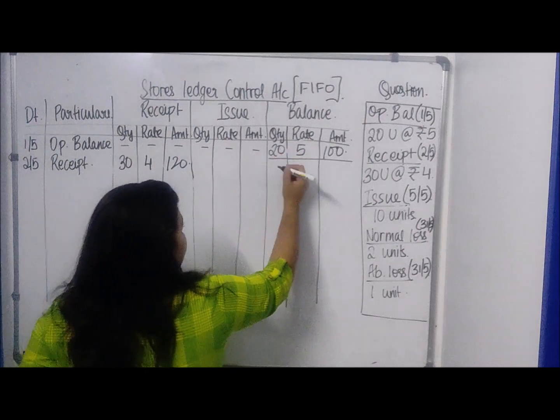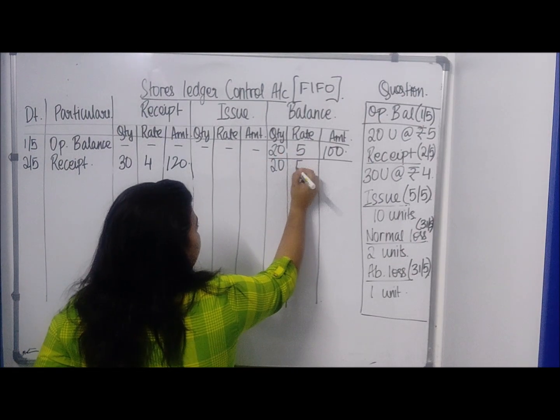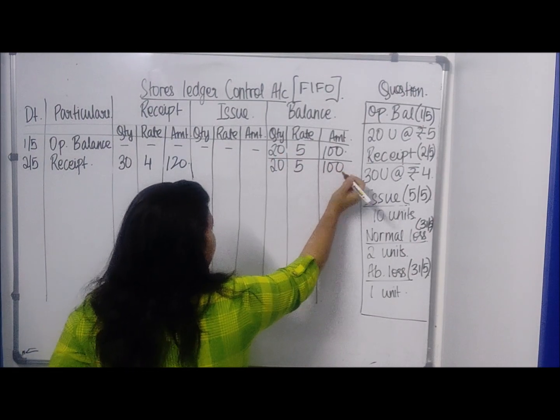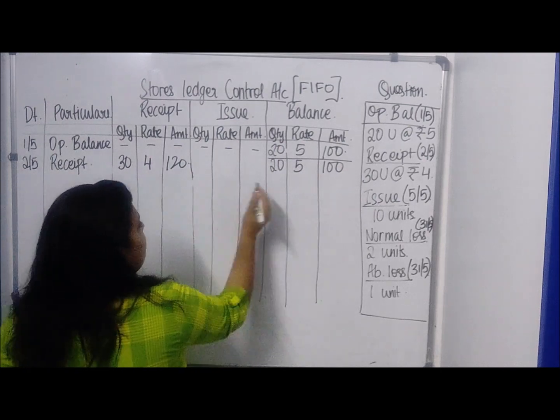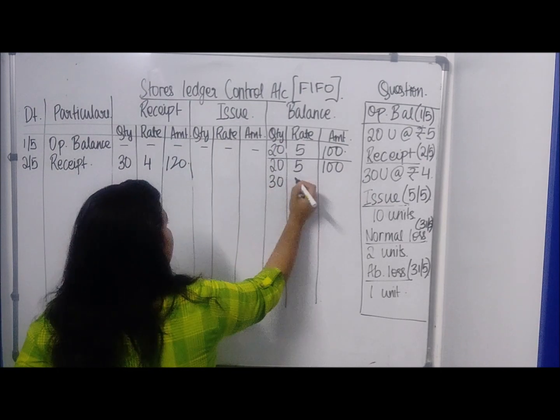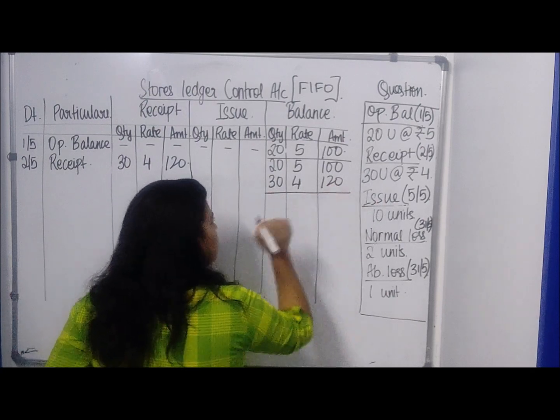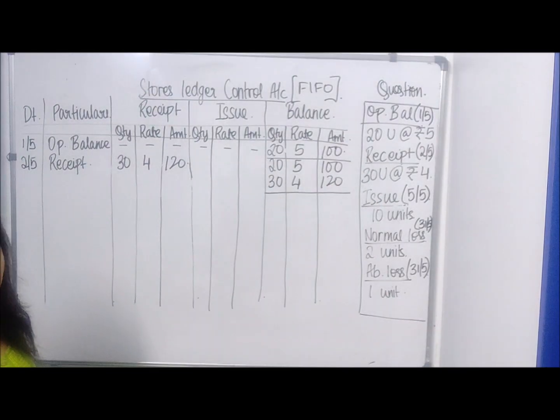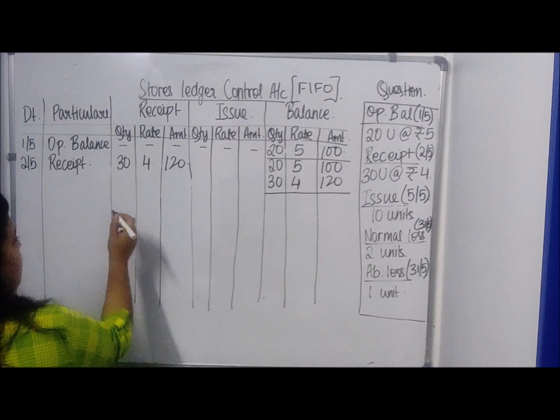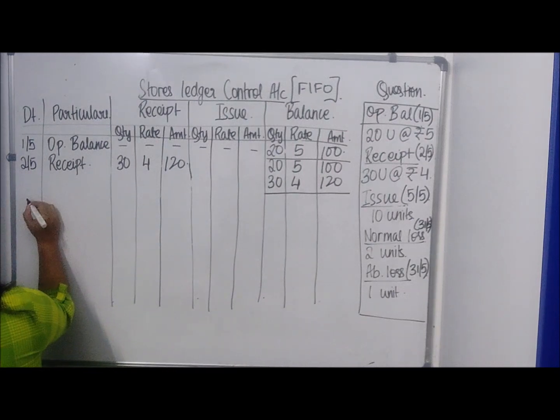So first I already had 20 units at 5 rupees, that is 100. This came from here. Next I have 30 units at 4 rupees, that is 120. So I have two kinds of stock with me. This is my receipt. Next is the issue on 5th of May.